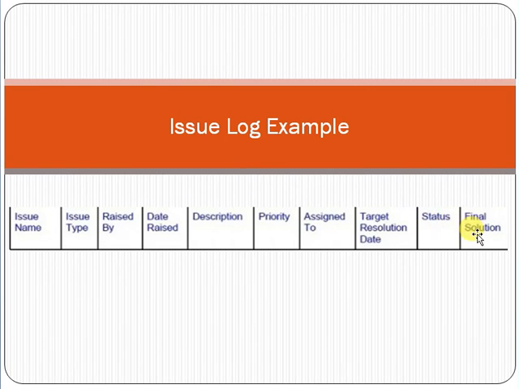Final solution, the full solution. For example, the issue is that one resource is going on leave for 5 days, and the solution is that you can involve another resource for 5 days, who will work for those 5 days as an alternative to that particular resource, and your work will not suffer. So friend, this is the video related to the issue log.